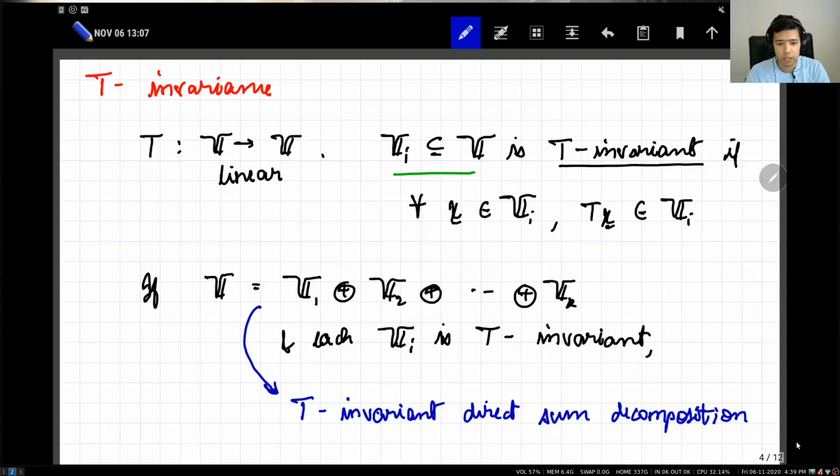And suppose that we have a direct sum decomposition of V into V1 plus V2 plus V3 up to Vk, and suppose that each Vi is T invariant, then we call such a direct sum decomposition a T invariant direct sum decomposition, right?